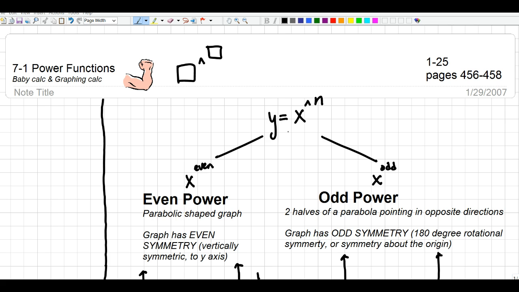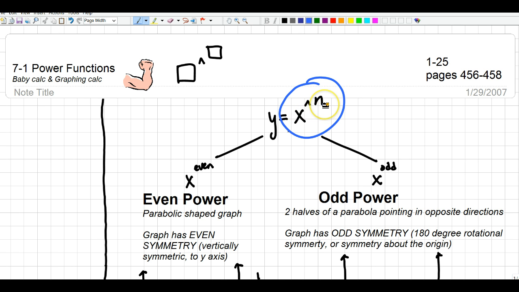Power functions are problems that have a base number raised to a power. That's what the two boxes here are supposed to reference, and what the arm here is supposed to reference as well. The base is the bicep, and the fist is the power. When you have a base labeled as an x, raised to a power, the n, those are referred to as power functions or power equations.